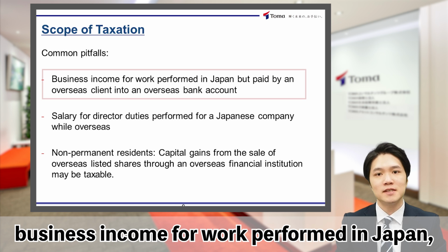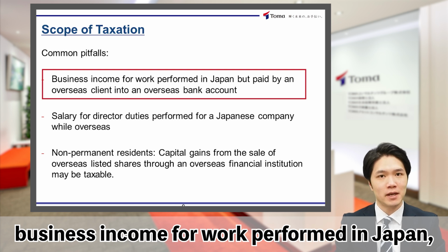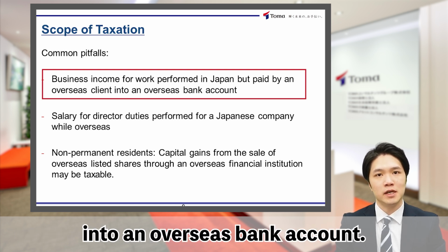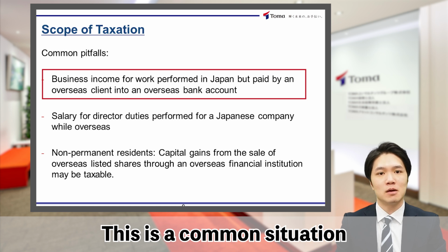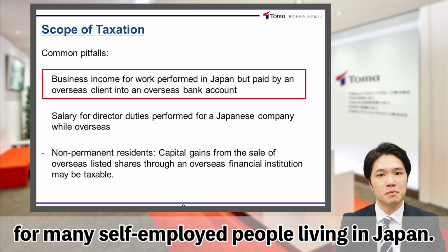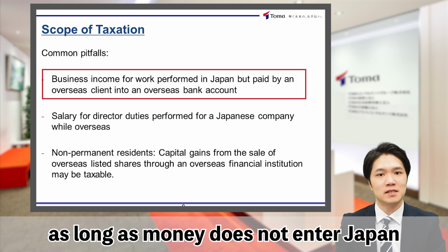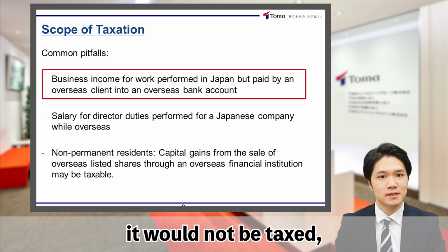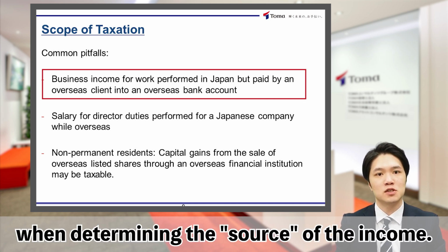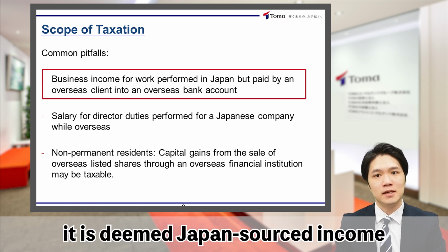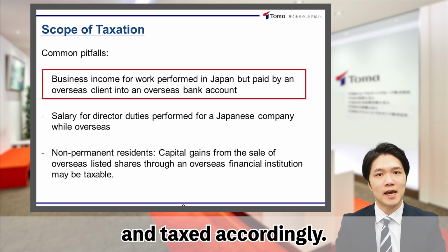For example, business income for work performed in Japan, but paid by an overseas client into an overseas bank account. This is a common situation for many self-employed people living in Japan. While it may be tempting to think that as long as money does not enter Japan, it will not be taxed, this is irrelevant when determining the source of the income. In this case, it is deemed Japan-sourced income and taxed accordingly.